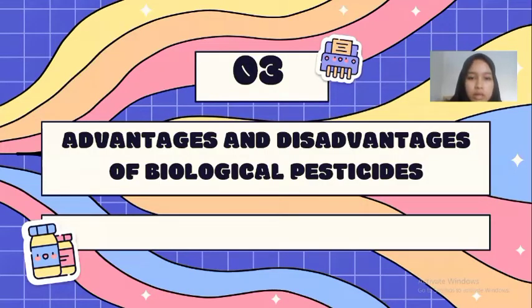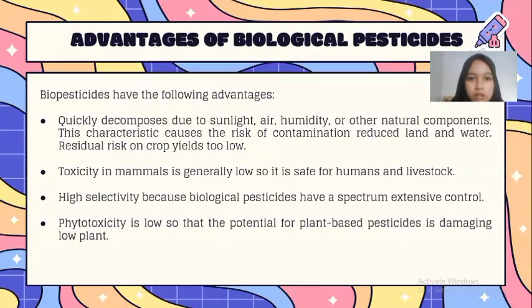Okay, so the next is advantages and disadvantages of biological pesticides. Advantages of biological pesticides. Biopesticides have the following advantages, such as first, quickly decomposes due to sunlight, air, humidity, or other natural components. This characteristic causes the risk of contamination to land and water to reduce. Residual risks on crop yields too low.